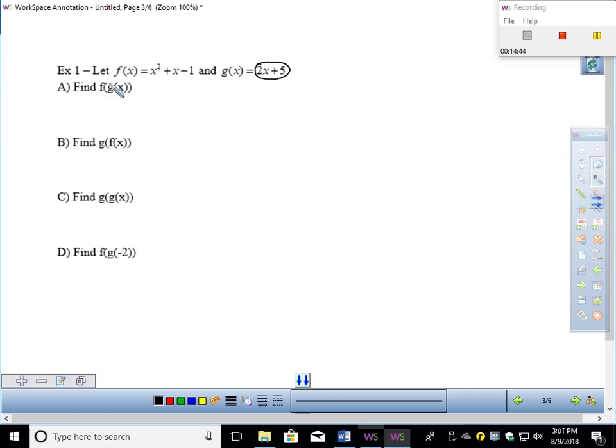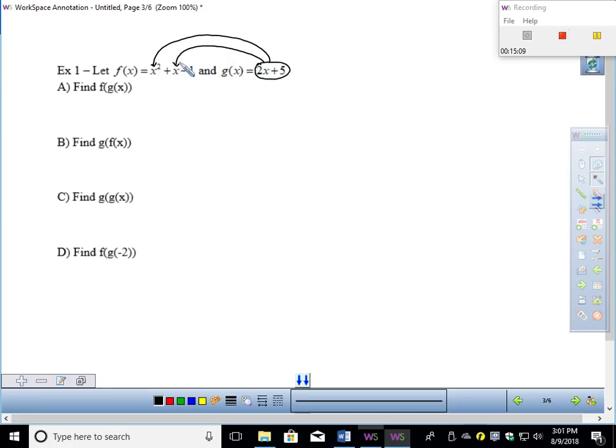Now, if I look at this notation, that g of x becomes the input of what function? Well, it becomes the input of the f function. When I say becomes the input, what I mean by that, everybody, and this is the key, is it replaces the x's of the f function.